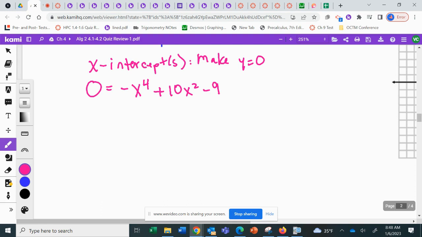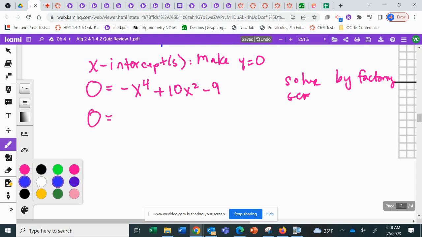So what is our first step of factoring? Yes, say it louder. Thank you. GCF, solve by factoring. We're going to look for the GCF. Is there a GCF? Yes, there is. -1.